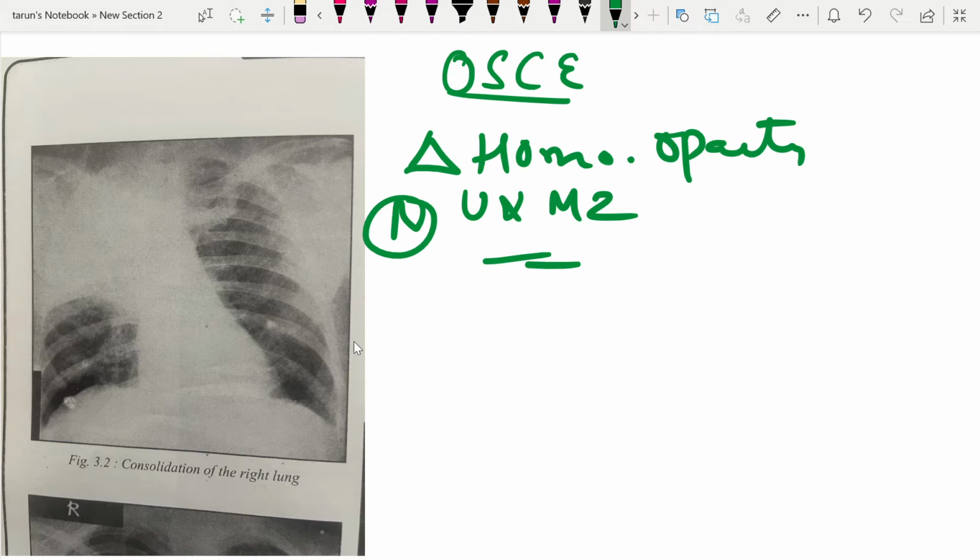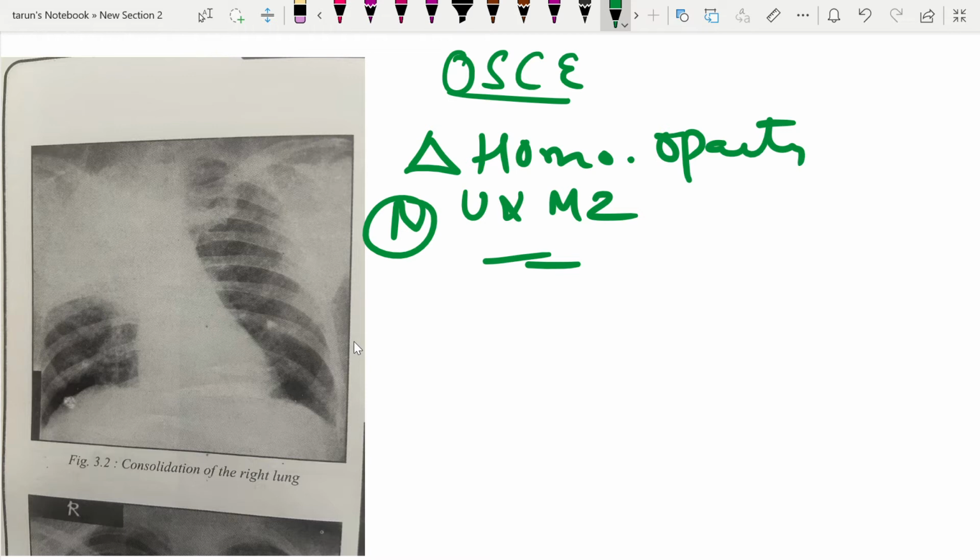So it is a PA view of the chest showing a sharply defined triangular homogeneous opacity involving the right upper and middle zone, and trachea and the apex are in normal position. Other structures are within normal limit. Air bronchogram is not clearly seen and there is no loss of lung volume. This is how you will give the description of this chest X-ray.